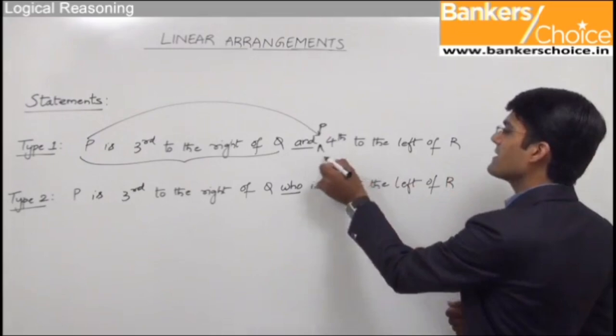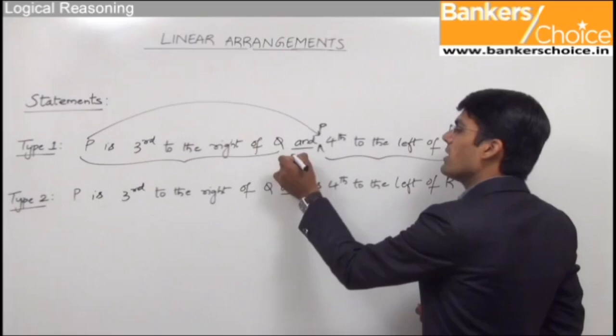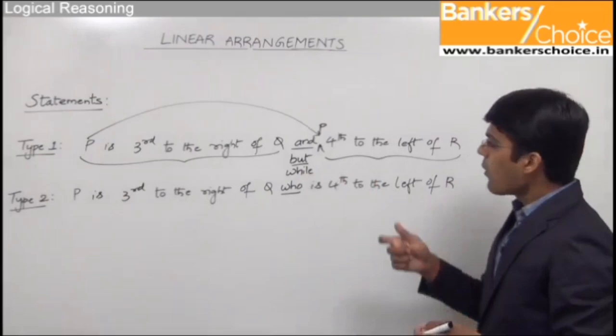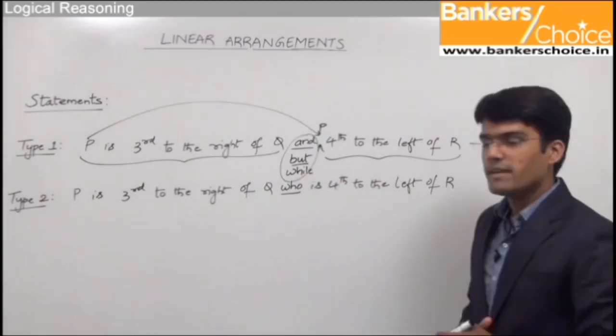Similarly, instead of "and," sometimes the word "but" is used. That is, P is third to the right of Q but fourth to the left of R. And in some cases the word "while" is used. That is, P is third to the right of Q while fourth to the left of R. In all these 3 cases, we always refer to the first person. So the first part of the statement can be taken as P is third to the right of Q, and the second part will be P is fourth to the left of R.